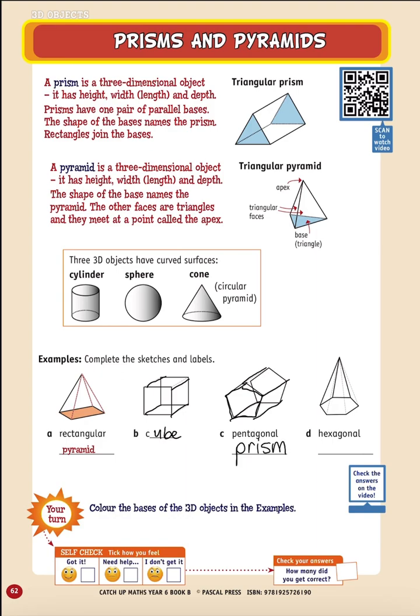And finally, we're going to join or sketch over our dotted lines. It's a pointy pyramid. What kind? It's a hexagon. So it's a hexagonal pyramid.